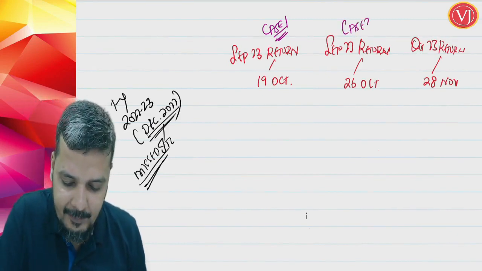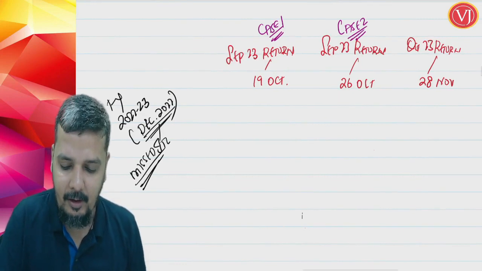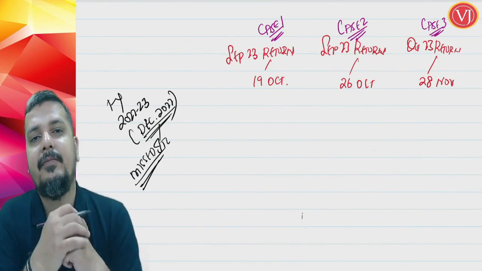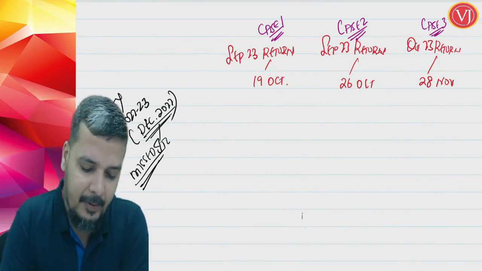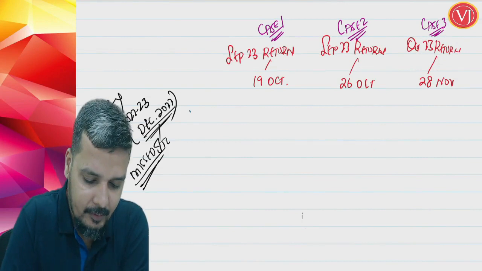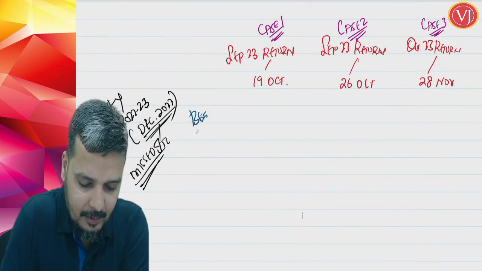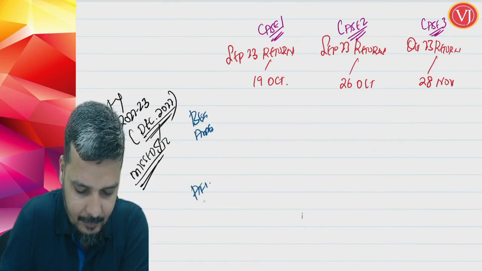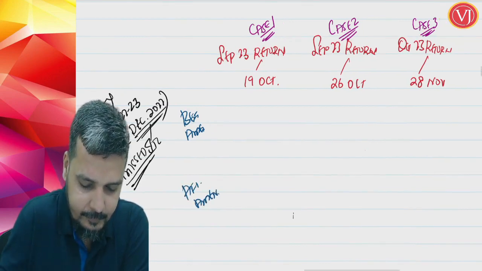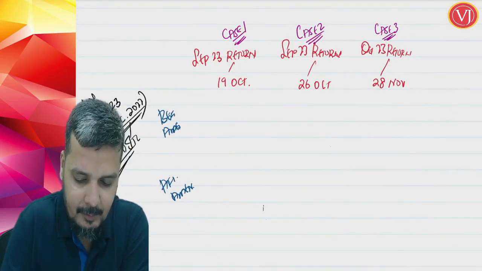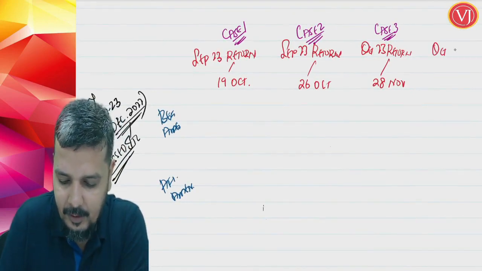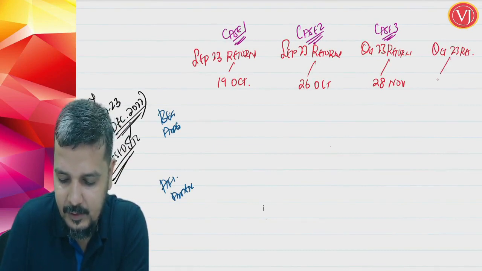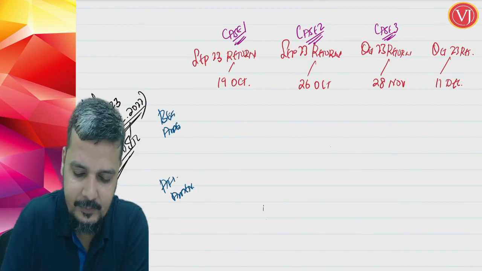Case 2 is also, I'm willing to take it in the September 2023 return. And case 3 is, I'm willing to take it in the October 2023 return. Now, before the amendment, what was the scenario? Before amendment and after amendment. Supposing I am talking about one more scenario, which I am willing to take in the October 2023 return filed on 11th December, case 4.